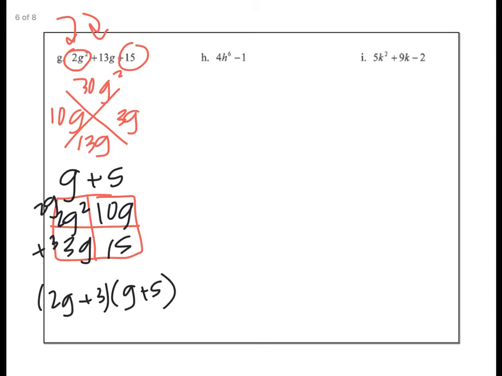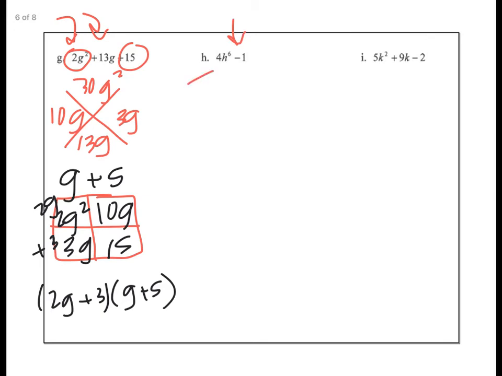Okay, looking at H, it's a binomial, so I know I can't use diamond and box, so I'm checking for a GCF. Well, there's a 1 in there, so I know I can't take anything out. So now I'm checking for dots. So remember, first thing is there subtraction between the two terms? Yes, it passes that test.